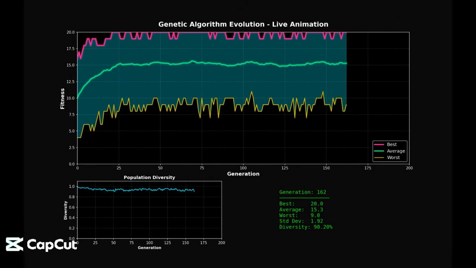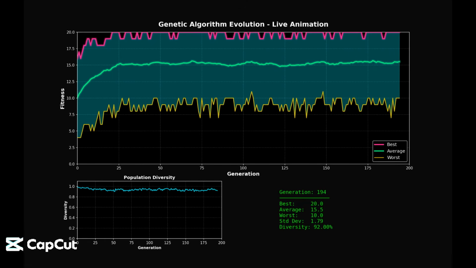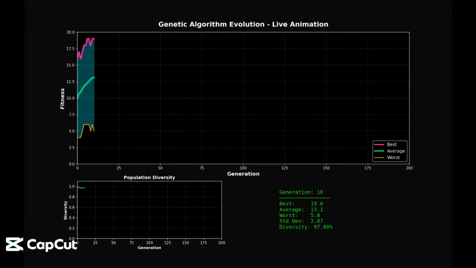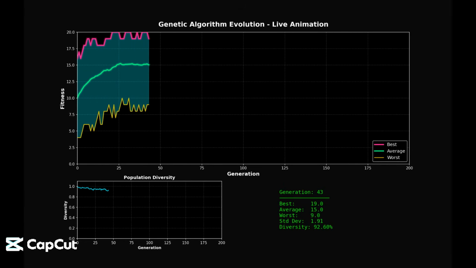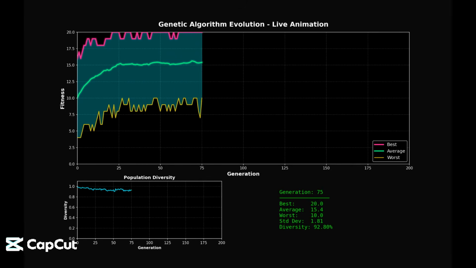In the late phase, 120 to 200, we approach convergence. The three fitness lines cluster together, everyone's getting close to optimal. Diversity is low but not zero, thanks to mutation keeping some variation alive. We're squeezing out the last few percentage points of performance.